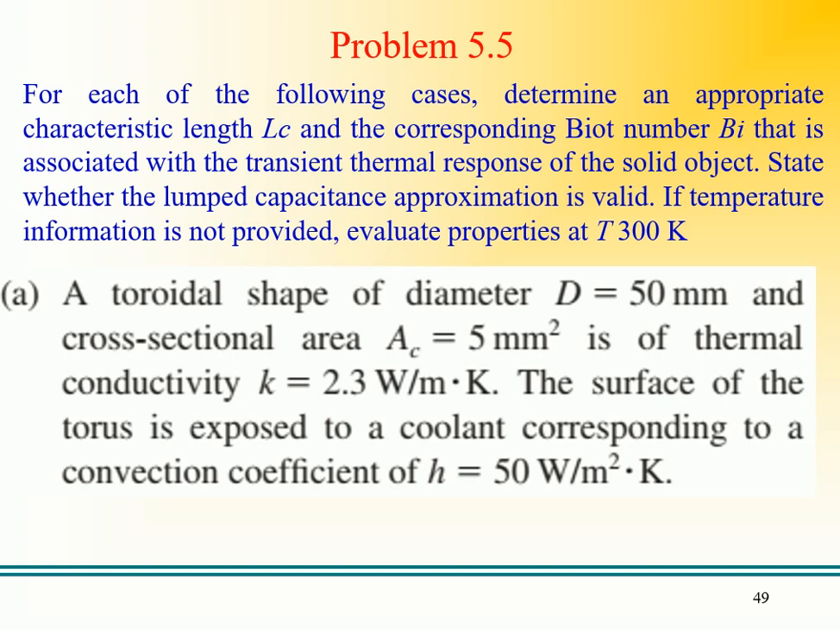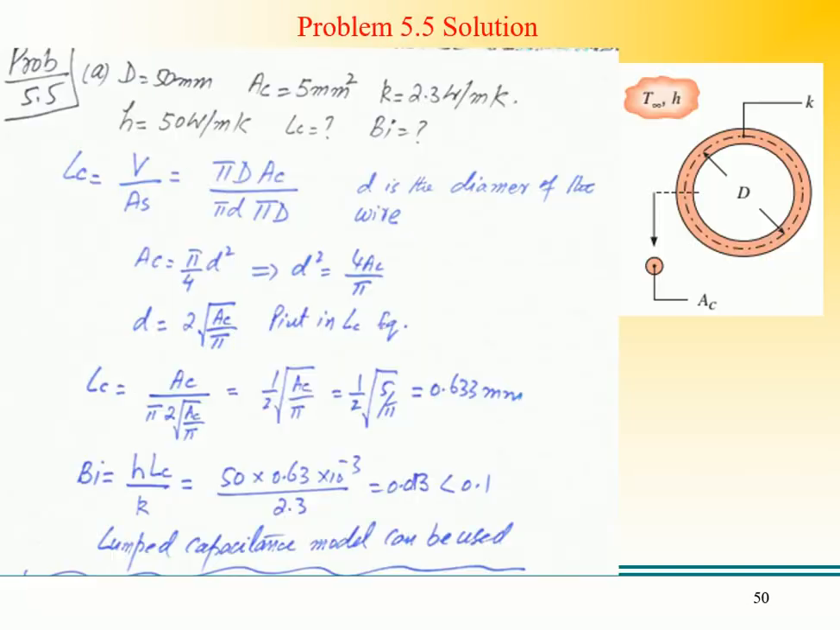The first case is a toroidal shape of diameter D equal to 5 millimeter, and a cross-sectional area Ac of 5 millimeter square, of thermal conductivity k equal to 2.3 watt per meter Kelvin. The surface of the torus is exposed to a coolant corresponding to a convection coefficient h, also given to you, 50 watt per meter square Kelvin. So I need to find out the Biot number. For the Biot number, the only challenging thing is to find the characteristic length.